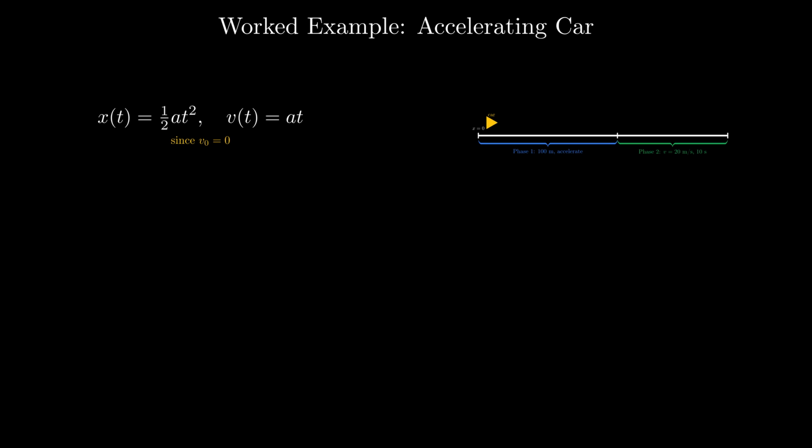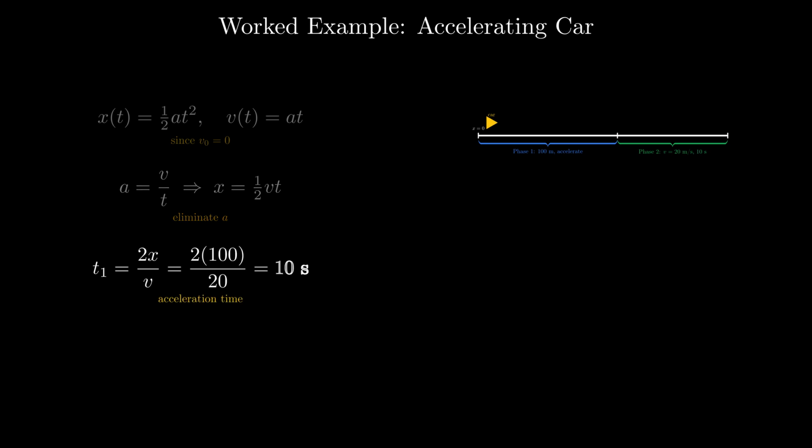To find t1, we eliminate acceleration between the two equations. Substitute a equals v over t into the position equation, giving x equals 1/2 times v times t. Rearranging, t equals 2 times x divided by v. So t1 equals 2 times 100 divided by 20, which is 10 seconds.